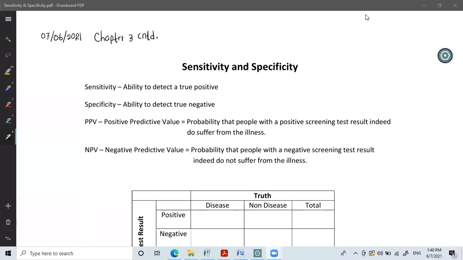If you are using a certain test to detect whether a patient is suffering from that disease, and that test can actually identify a true patient and give the positive result, that is sensitivity. And if that test has the ability to give a negative result for a person who does not have that disease, then it is called specificity.